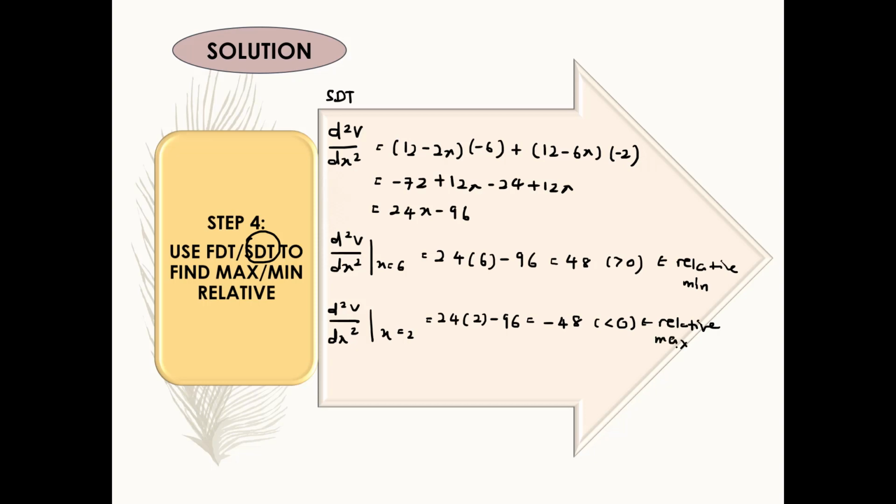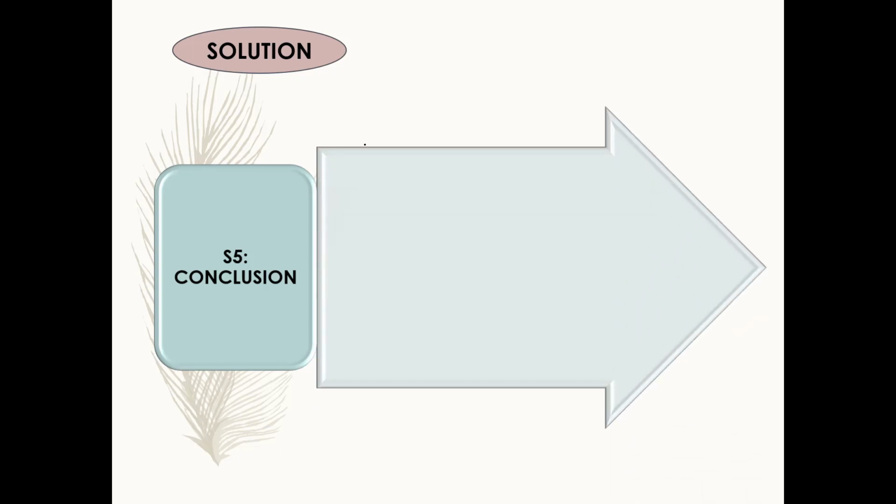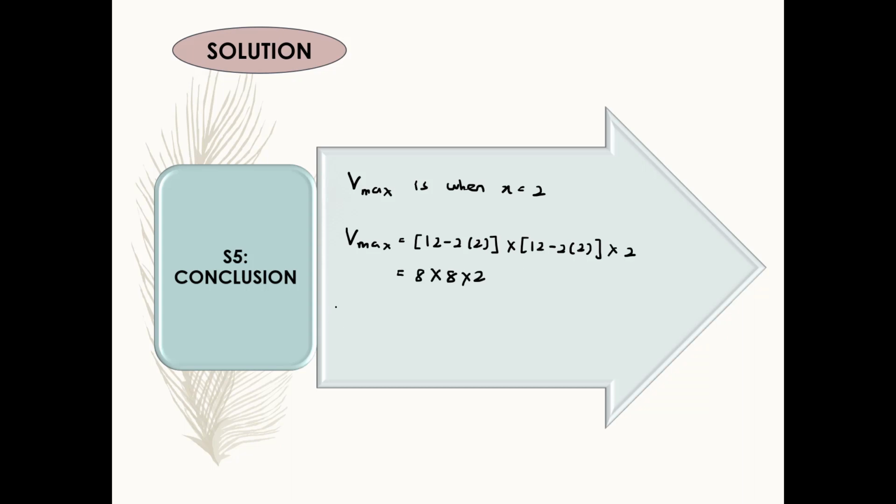So from here we can conclude that the maximum volume is when x equals 2. So you substitute x equals 2 into the volume function, and you will get 8 times 8 times 2, so it is the maximum volume. So the dimensions that yield the maximum volume are 8 by 8 by 2.